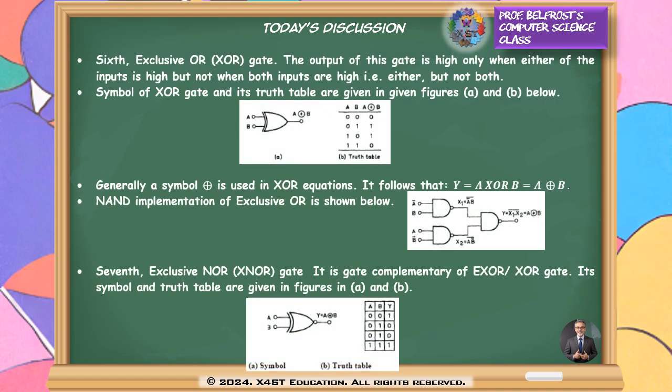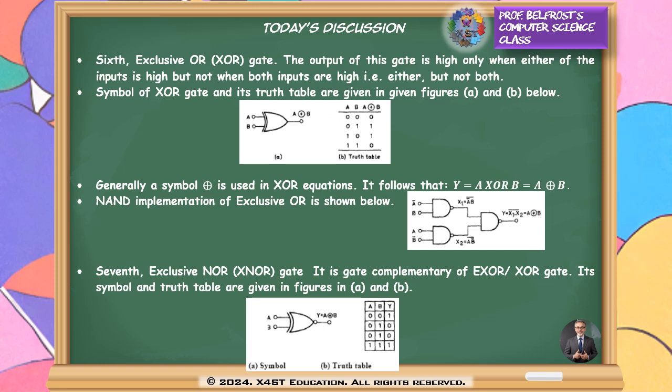Yeah, that's also the same thing as before. Okay, so we have done with the universality of NAND and NOR gates. Now we'll discuss the sixth gate, which is the exclusive OR gate, or XOR gate. The output of this gate is high only when either of the inputs is high, but not when both inputs are high, and not when both inputs are low.